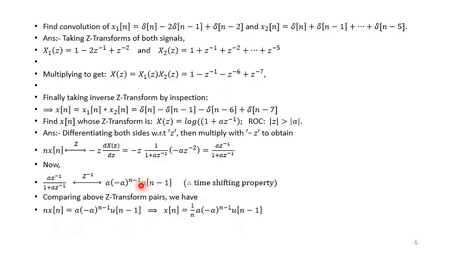So by using these properties we can easily find that n x of n will be equal to a into minus a to the power n minus 1 u of n minus 1. On simplification, because n is multiplied here, if I bring it to the other side it will be divided, so x of n can easily be found as 1 by n, a into minus a to the power n minus 1, into u of n minus 1.